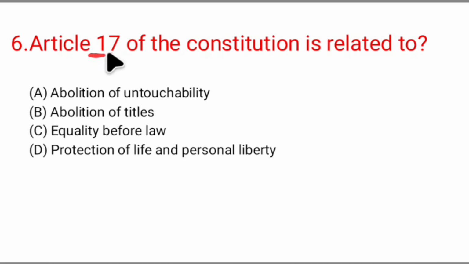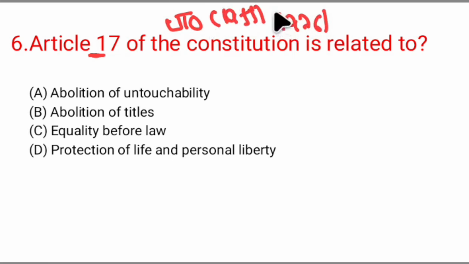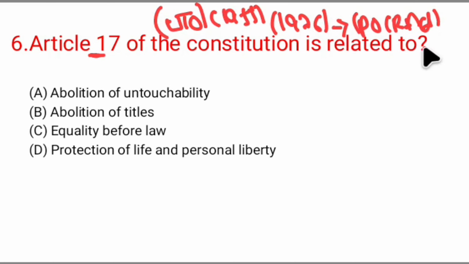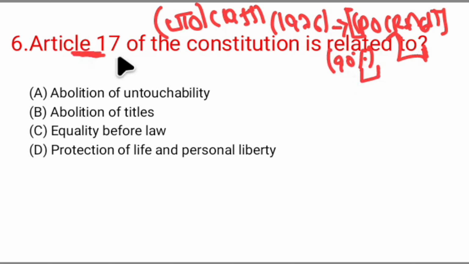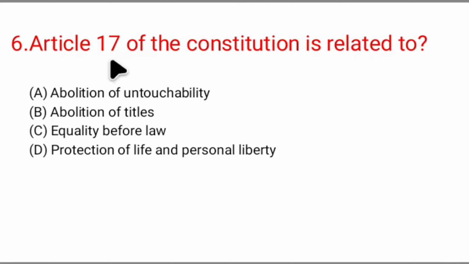In the year 1976, this Untouchability Offences Act was renamed the Protection of Civil Rights Act. The cases which have been filed under this act, more than 90% of those cases are pending in the Supreme Court, which is why this Article 17 is in news. And this Article 17 is related to what? It is related to abolition of untouchability. Hence option A would be the correct answer for question number 6.